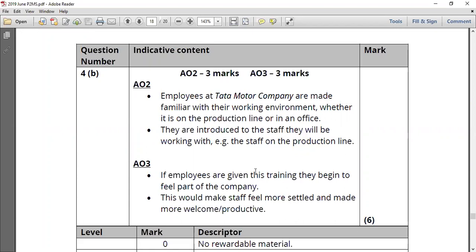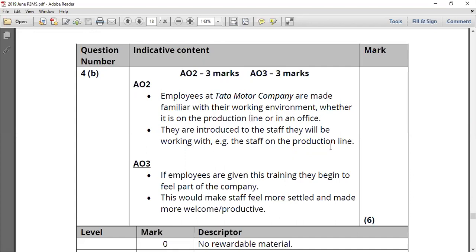So this is the thing. As a result, employees are given the training and they begin to feel part of the company. Right? They are part of that culture, they are part of that system. So it will boost their confidence level, and they can work efficiently as a result. Moreover, you can start another point by introducing the staff. They will be familiar and will work more efficiently with their colleagues in the production line. Don't forget to write those production line things, or the office thing, because it's important to write that application. Without that application, you are losing another 3 marks. Keep in mind. As a result, it would make the staff feel more settled, more welcome and productive. This is how we write a 6 marker.